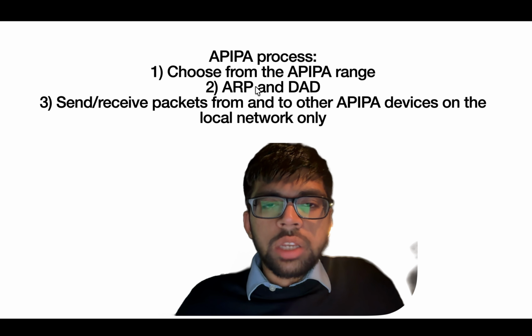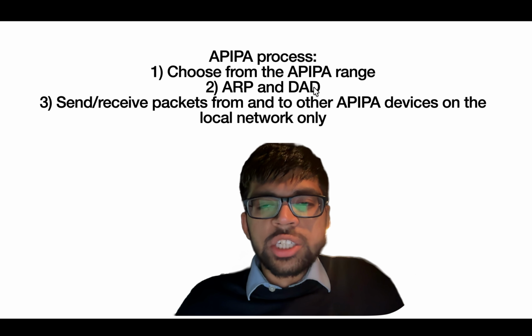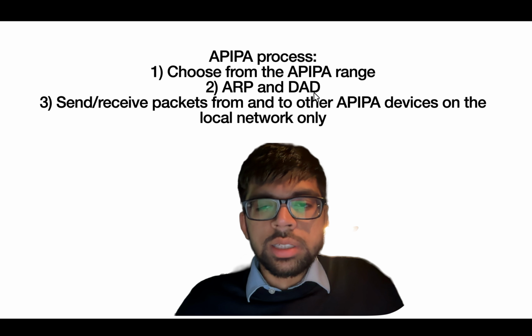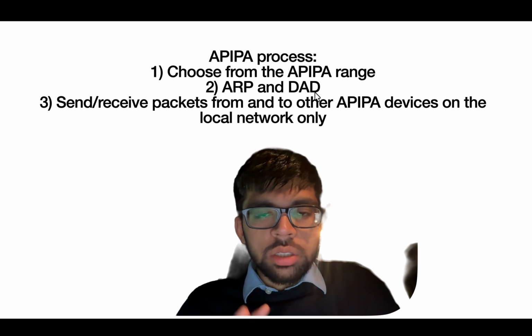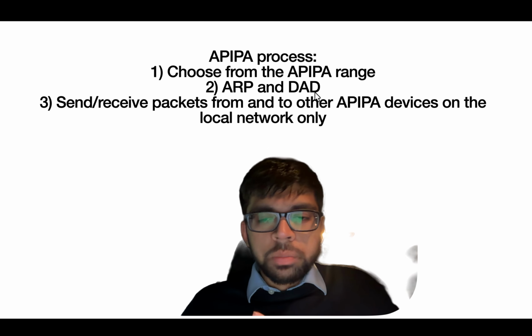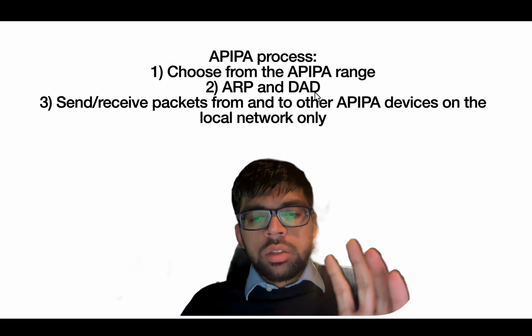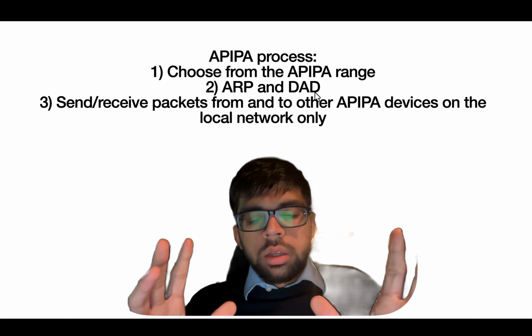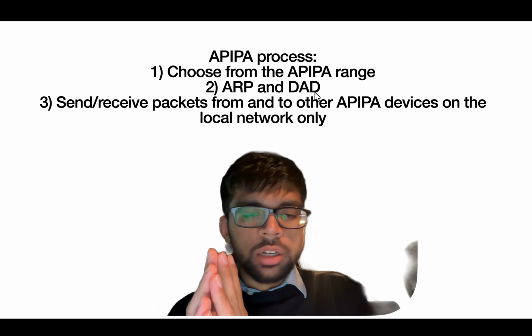You choose from the range. ARP, Address Resolution Protocol, and DAD, Duplicate Address Detection. Yeah, I know, right? DAD. ARP and DAD are carried out, these 2 processes, right? Okay, so ARP, Address Resolution Protocol, I'm sure you'll be familiar with this, is for mapping between layer 3 IP addresses and layer 2 MAC addresses, right?